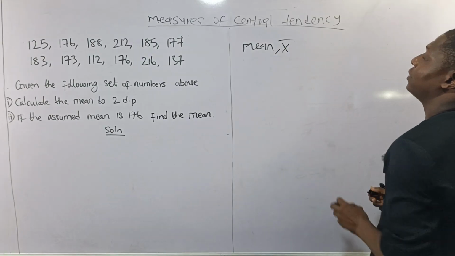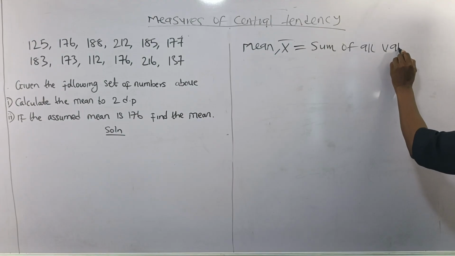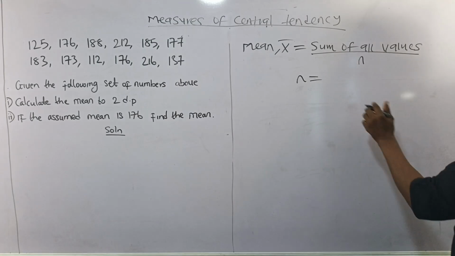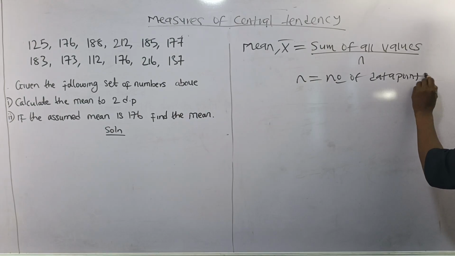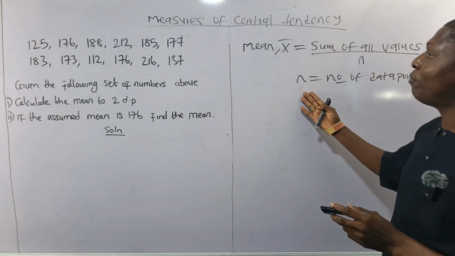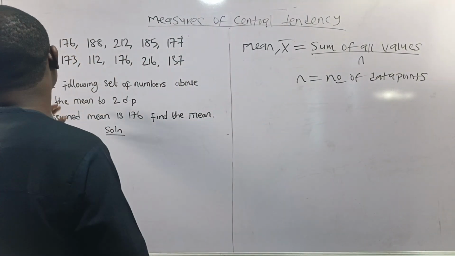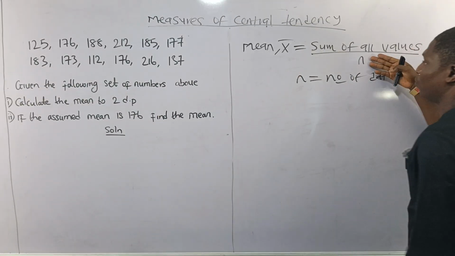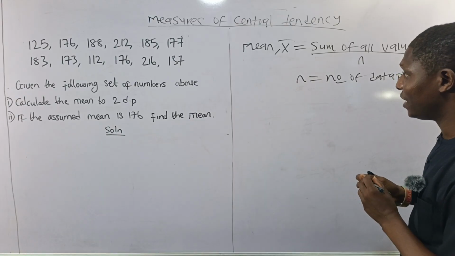The mean, x bar, is taken as the sum of all values divided by n, where n represents the number of data points. It can also be taken as the number of observations. Just like in this question, our number of observations are 1, 2, 3, 4, 5, 6, 7, 8, 9, 10, 11, 12. So our n here will be equal to 12.